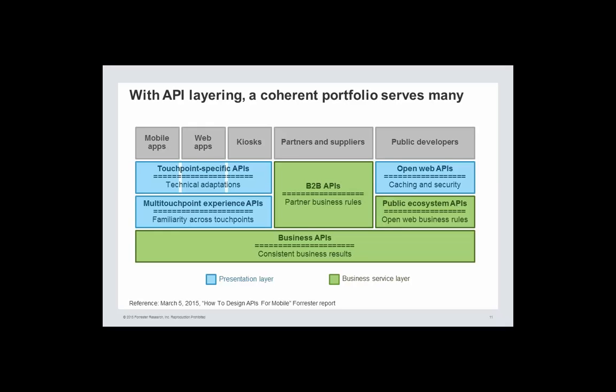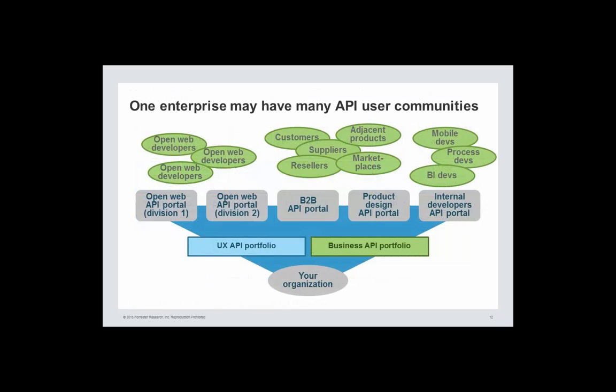Multiple layers, potentially adding functionality on top, potentially adapting and taking functionality and making it more specific or delivering it in a more efficient way to a particular channel. And as one enterprise, you may have many API user communities. So you've got some of these APIs that are more user experience oriented, some that are more business API oriented. You've got open web developers, but maybe open web developers served by two different divisions.